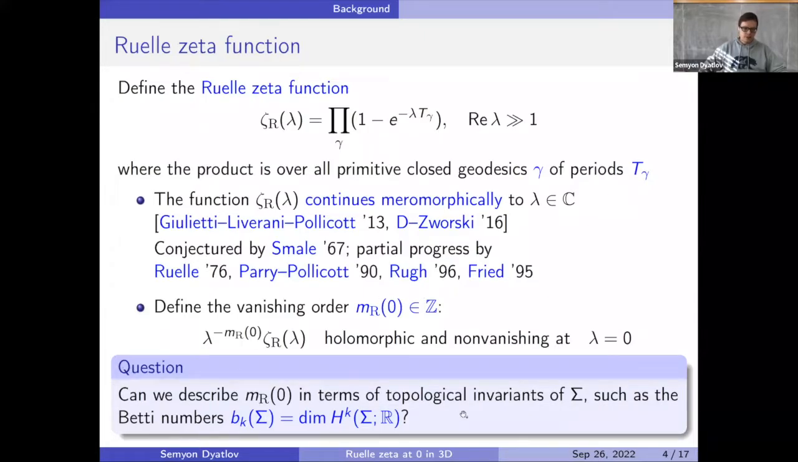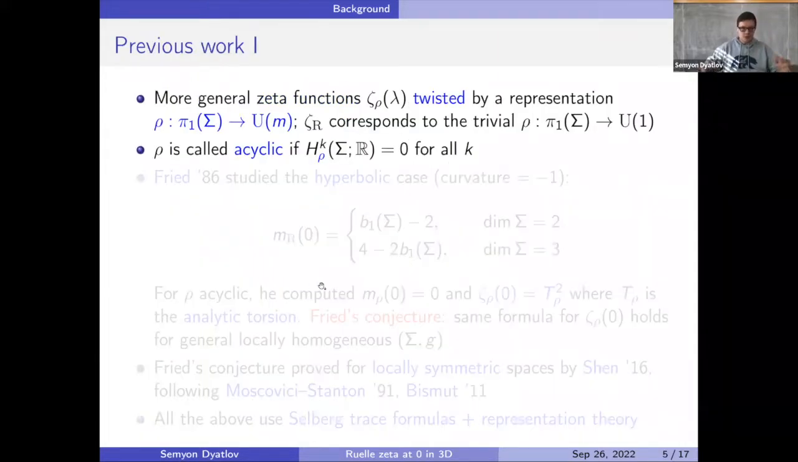All right, and so the question, as I said before, is can we describe this vanishing order in terms of some topological invariants, for example, in terms of the Betti numbers? So the Betti numbers of sigma, but the Betti numbers of M, the sphere bundle, are related to the Betti numbers of sigma by a well-known construction of the Gysin exact sequence. All right, so what's known about those?